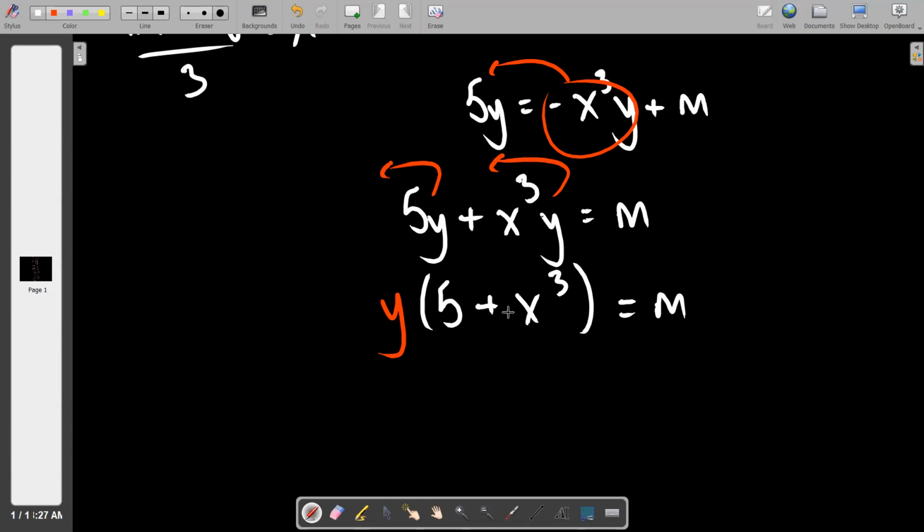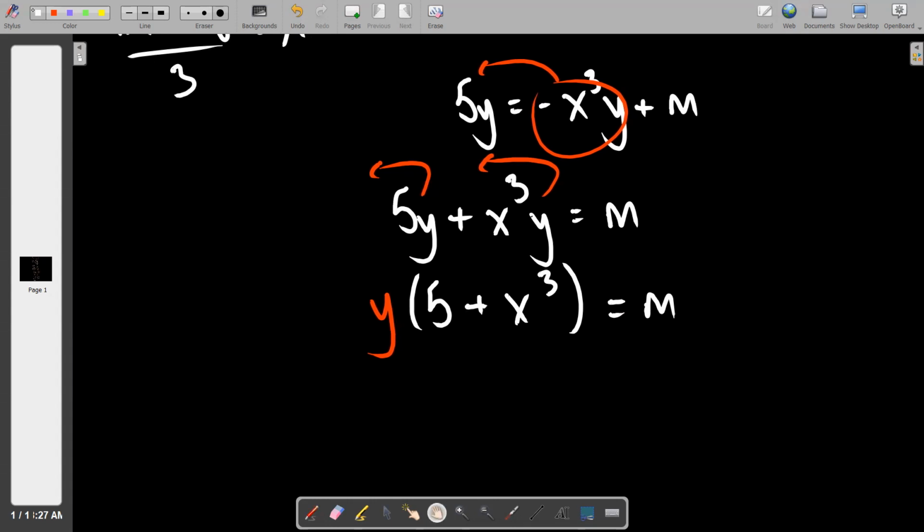And that's not it, but that's pretty much it, because at the end, we're just going to divide by the thing that's in parentheses. So your final answer should be y equals m divided by 5 plus x cubed. Like that. Good? 10 down, 6 to go.